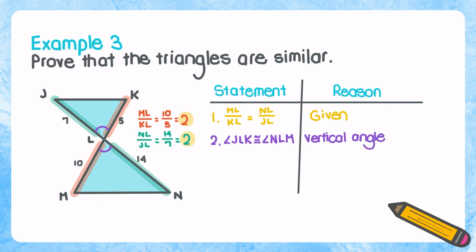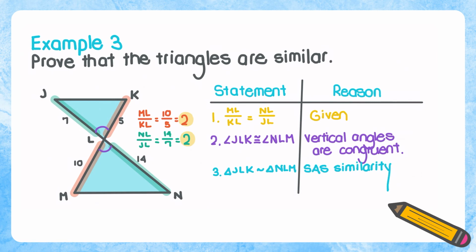So in this case, we had two pairs of corresponding sides, and the included angles are congruent to each other because they're vertical angles. So we have enough information to show that triangle JLK is similar to triangle NLM using the side angle side similarity theorem. So our reason here would be SAS similarity. So in this example, we used a 2-column proof to show that the two triangles are similar to each other using the SAS similarity theorem.